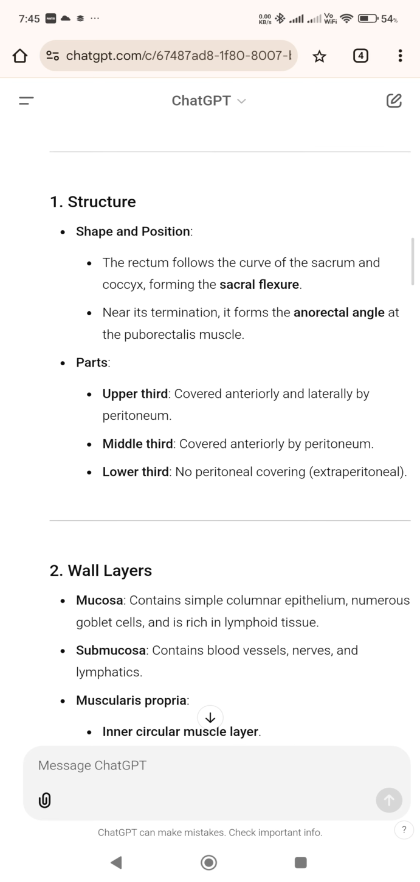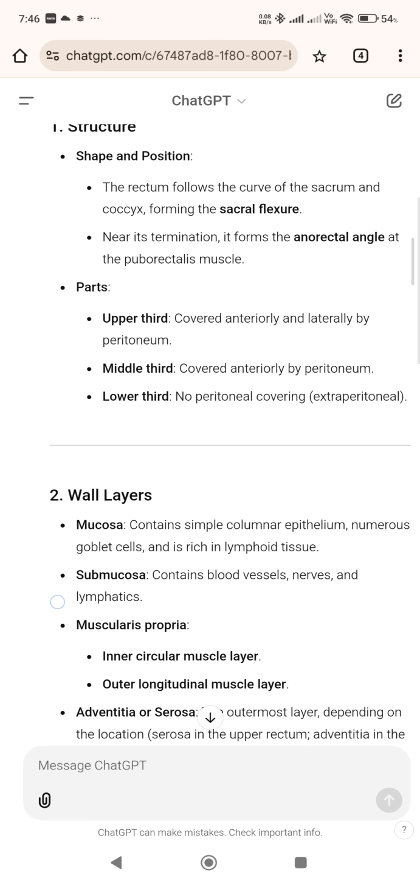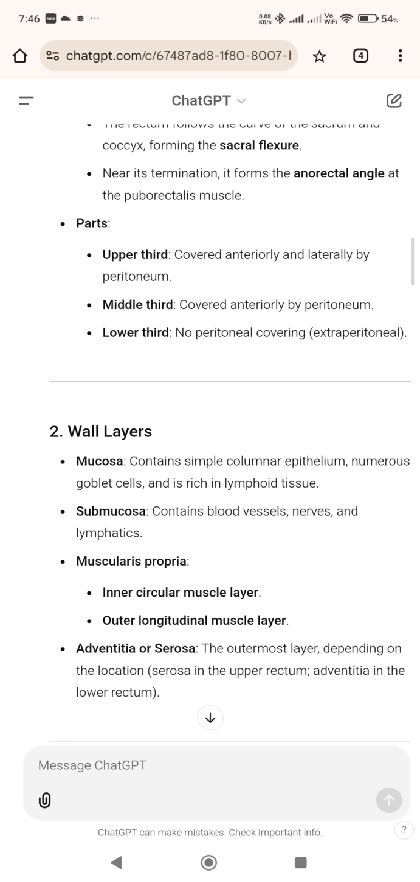1. Structure, shape, and position. The rectum follows the curve of the sacrum and coccyx, forming the sacral flexure. Near its termination, it forms the anorectal angle at the puborectalis muscle. Parts: upper third, covered anteriorly and laterally by peritoneum. Middle third, covered anteriorly by peritoneum. Lower third, no peritoneal covering, extraperitoneal.